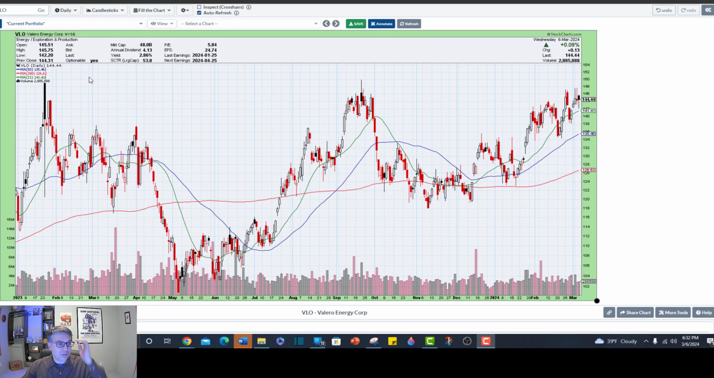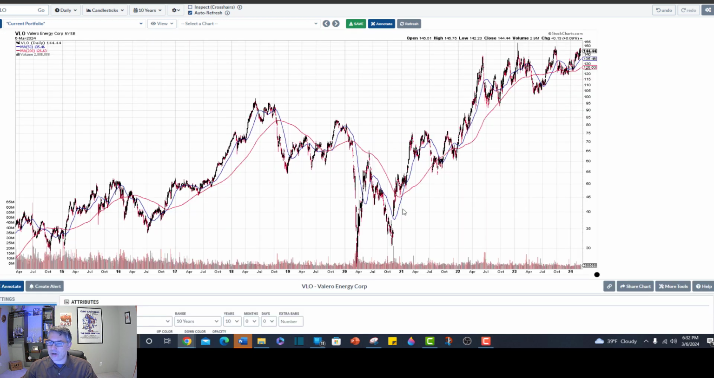I'm pretty sure this is an oil stock. Yeah, oil, energy exploration and production. Let's zoom out here. 10-year chart, been in a choppy uptrend. Actually, a lot of these energy companies are much more cyclical. This is in a pretty decent uptrend. If you have the stomach for it, it looks like you could do a long-term hold, couldn't you?